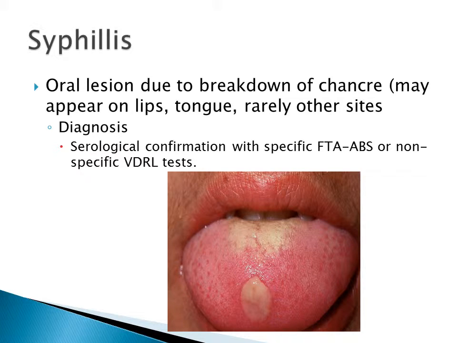Syphilis is a potential diagnosis as it may cause ulceration in the mouth. However, as always, patient history is very important, and being of just 15 years of age makes syphilis an unlikely diagnosis. Further diagnosis may be supported by serological confirmation with specific FTA-ABS or non-specific VDRL tests.